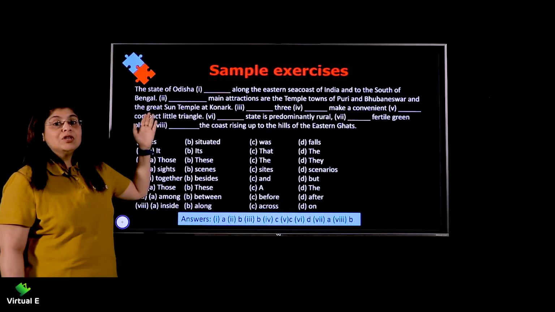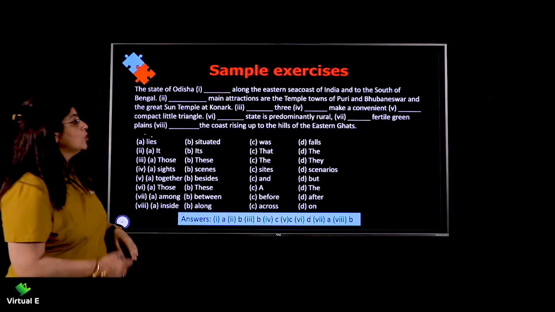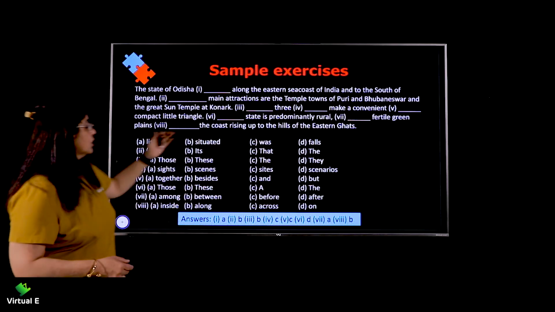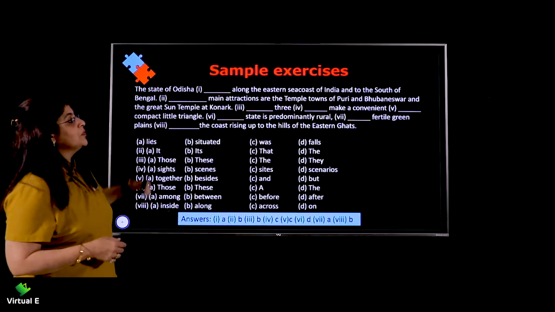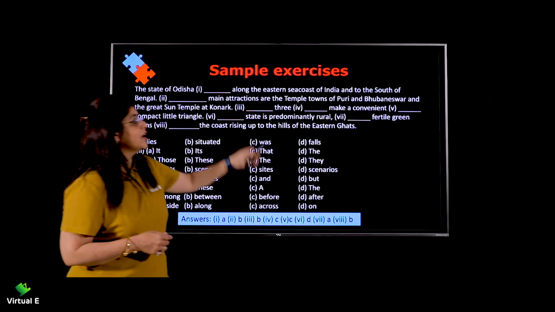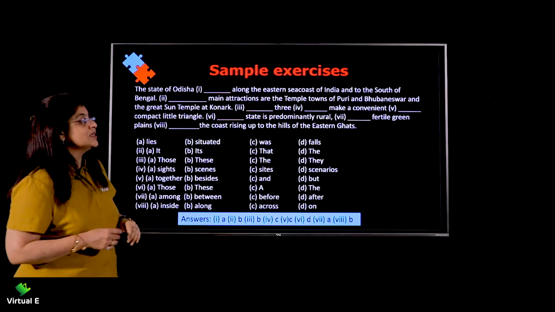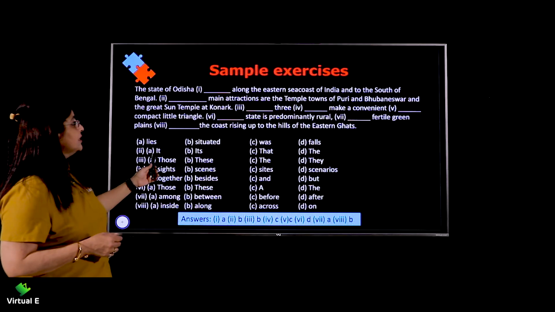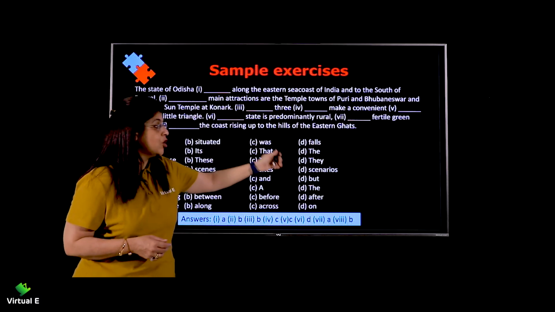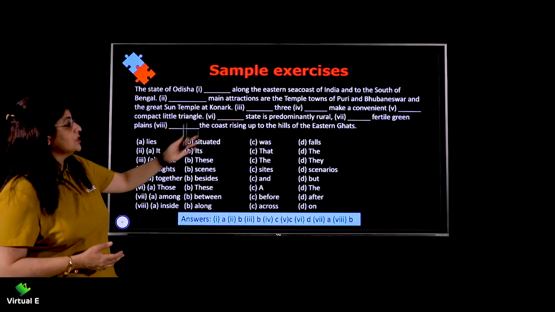But yes, you need to go through it. The state of Orissa dash along the eastern sea coast of India lies, situated, was or falls. So yes, it lies along the eastern sea coast of India and to the south of Bengal. Dash main attractions are the temple towns of Puri and Bhubaneswar and the Great Sun Temple at Konark. So what do we have? Its main attractions, that main attractions or the main attractions. So yes, we are talking about Orissa, so its main attractions are.